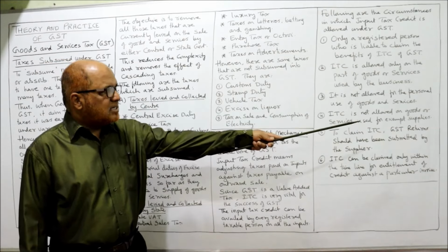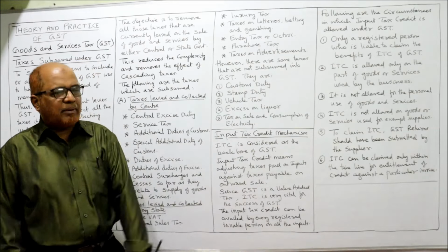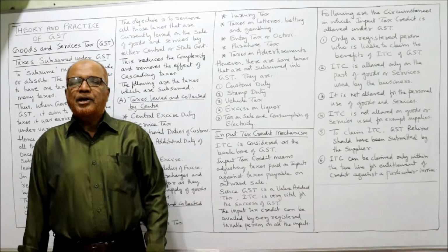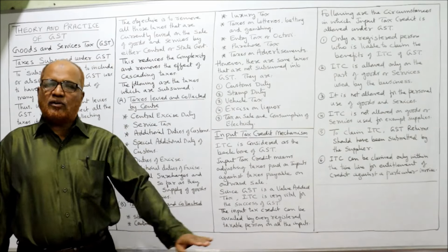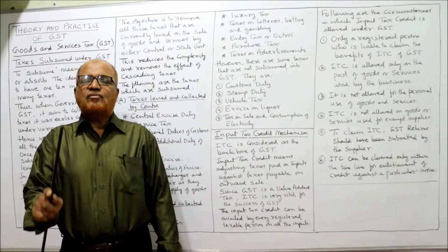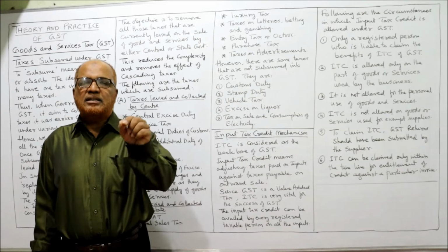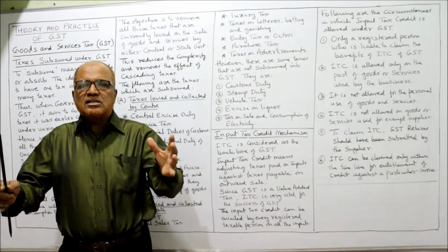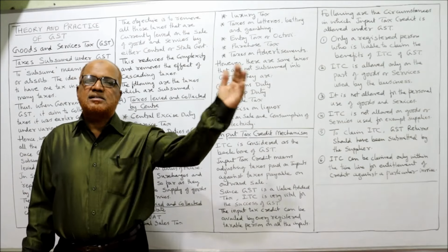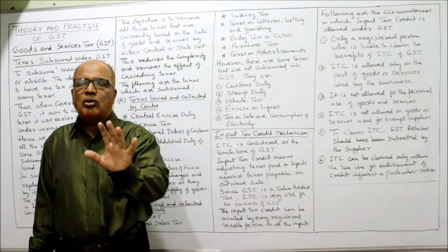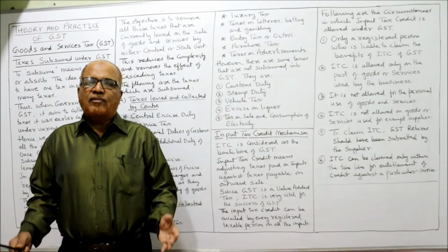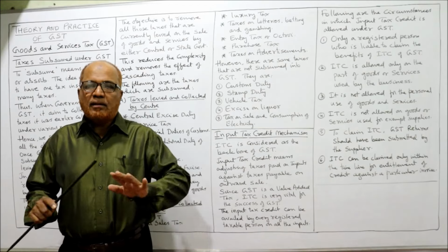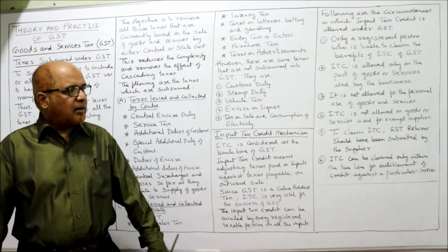To claim ITC, GST returns should have been submitted by the supplier. If a person wants to get the benefit of this ITC, first of all, the person should submit the returns. A number of returns are there. All these returns must be promptly submitted to the GST, then only ITC will be allowed. If returns are pending, then ITC provision will not be applicable.